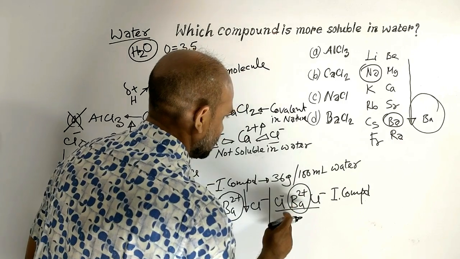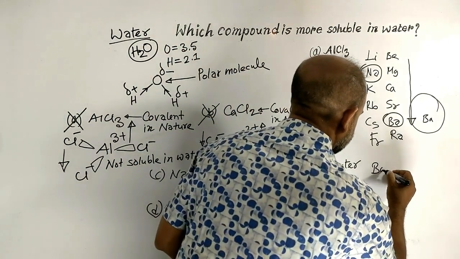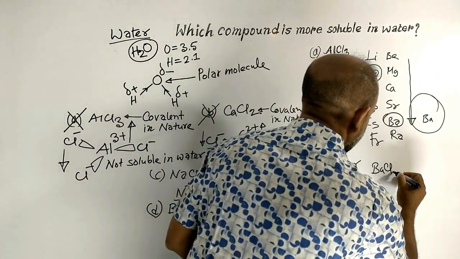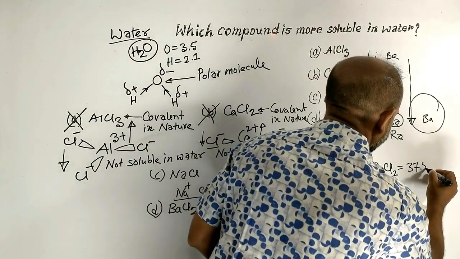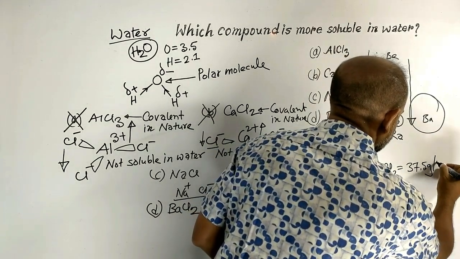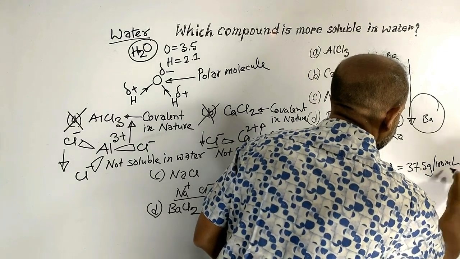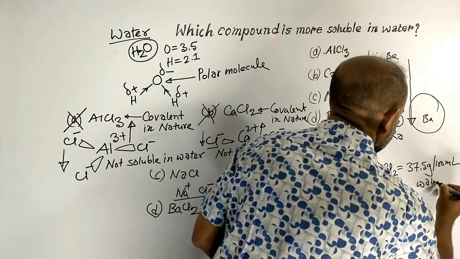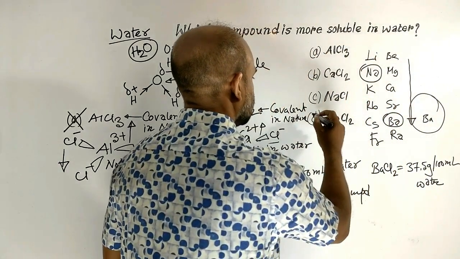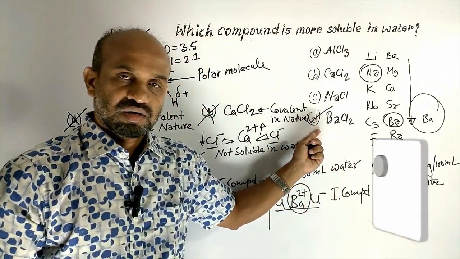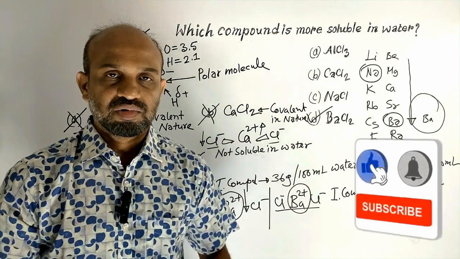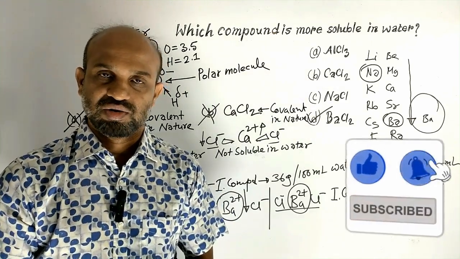So comparatively, barium chloride is most soluble in water and its solubility is 37.5 gram in 100 milliliter water. So here this one is most soluble in water. Comparatively, barium chloride is most soluble in water.